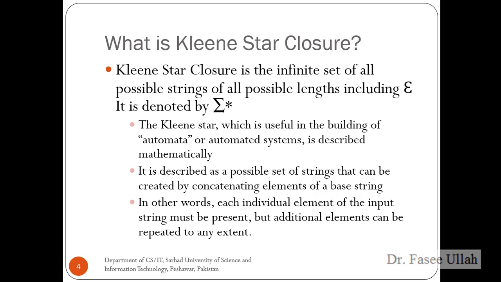Dear students, what is Kleene star closure? Kleene star closure is the infinite set of all possible strings of all possible lengths, including the empty element or empty attributes of these sets, which is denoted by the sigma symbol to the power star. Okay, so what does this mean? For example, we have a set or language or string of a and b.